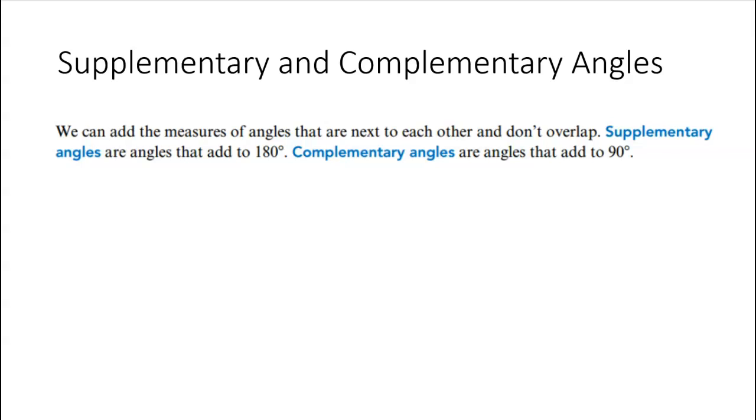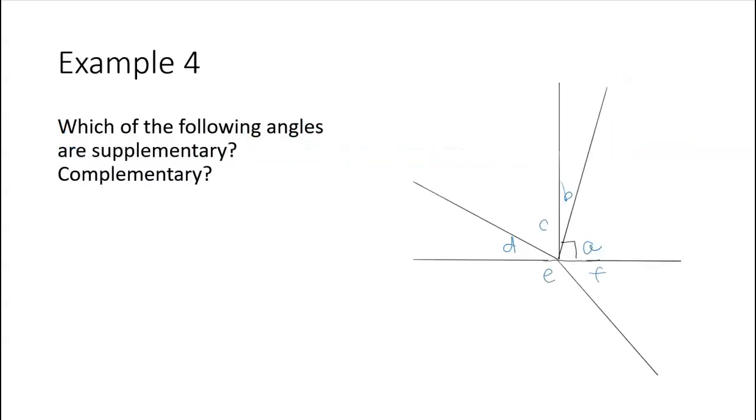The next vocabulary, and I warned you this is a vocabulary heavy section, are supplementary and complementary angles. We can add the measures of angles that are next to each other but do not overlap. Supplementary angles add to 180 and complementary angles add up to 90. So which of the following angles are supplementary and which are complementary?